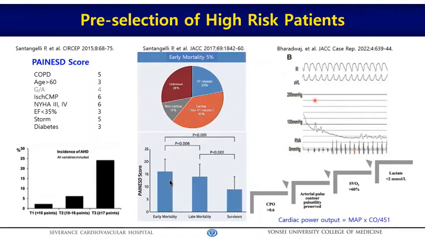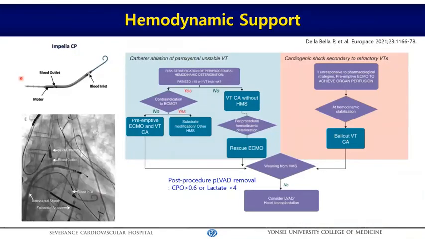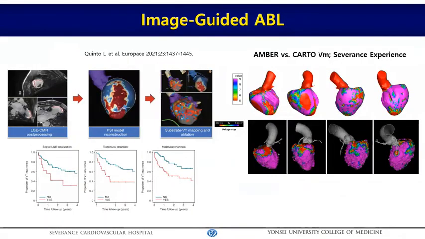Because blood pressure and circulation becomes very poor after VT induction, you need to carefully monitor the cardiac output, arterial pulse contour, SvO2, or lactate level. Percutaneous LVAD, so-called impeller, is very useful in patients with hemodynamic instability, and Della Bella provides this decision tree. And the problem is the early weaning of impeller LVAD could result in decompensatory heart failure. Therefore, cardiac output, pH, lactate monitoring is essential for those high-risk patients.